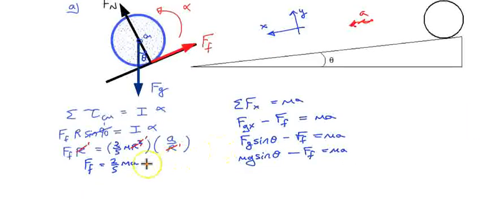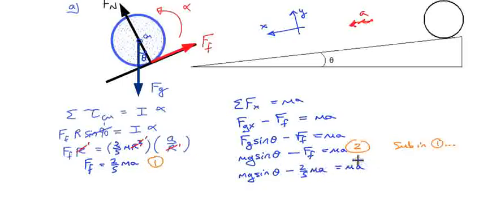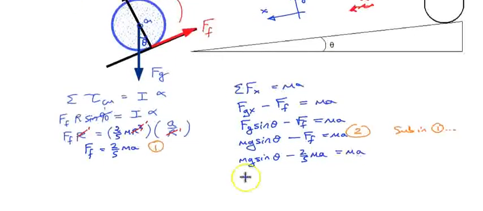We have equation 1 here and equation 2. And we're trying to get an expression for acceleration, so we're going to sub in number 1 into this equation. So we have mg sine theta minus, let's replace Ff with 2/5 ma, equals ma. Okay, so then we're going to bring over this negative 2/5 ma to the other side.